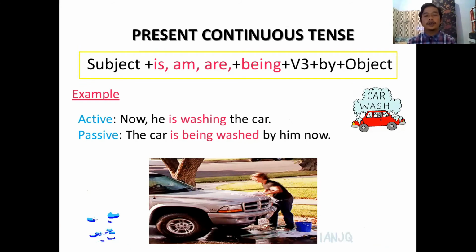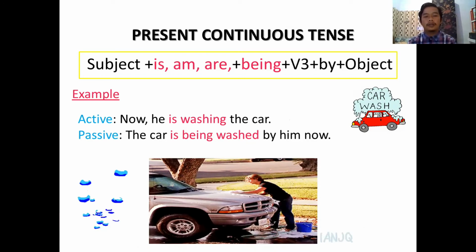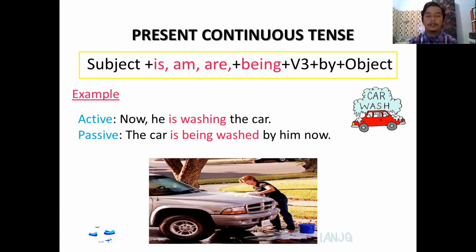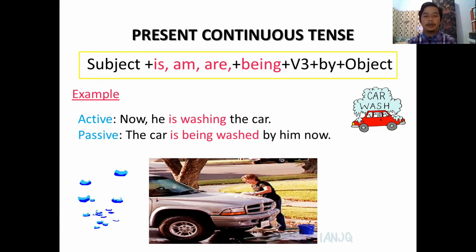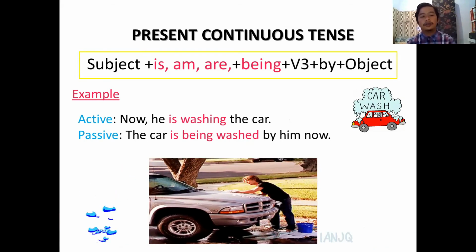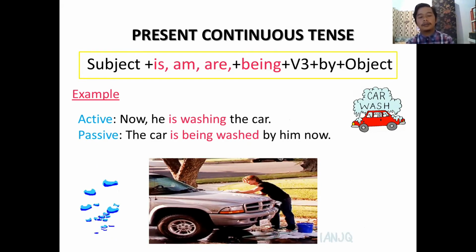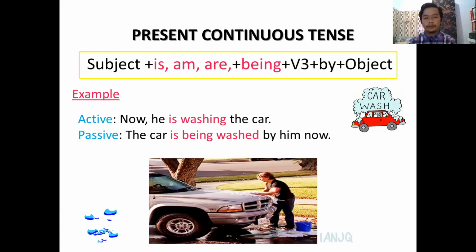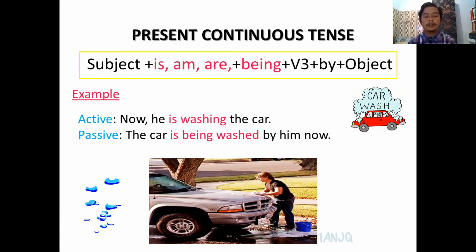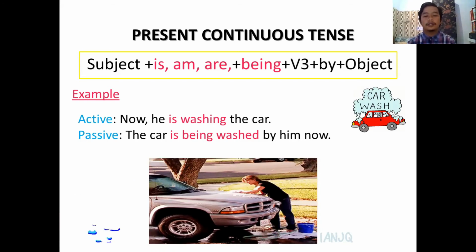Okay, next is the present continuous tense. Subject plus is or are plus being plus verb 3 plus by plus object. In the example, active: now he is washing the car. The passive sentence: the car is being washed by him. Ini present continuous tense digunakan untuk memperjelas keadaan yang sedang dilakukan sekarang.